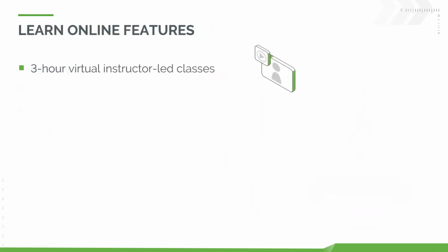Now moving on to the Learn Online features. Firstly, as I'd mentioned already, the Learn Online subscription includes unlimited access to the catalog of Windchill or Creo courses. These are going to be 3 hours long. They're all going to be live and instructor led, and nothing's going to be pre-recorded, unlike with the e-learning.